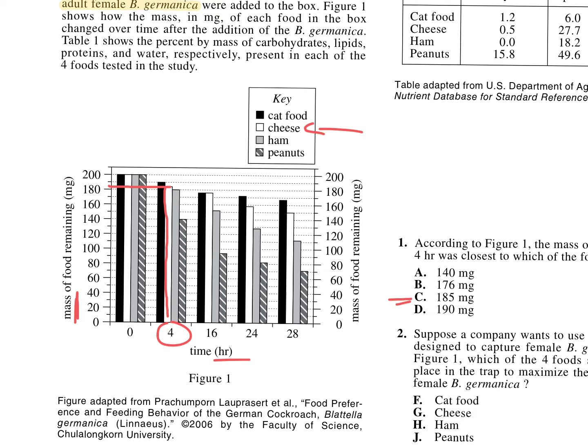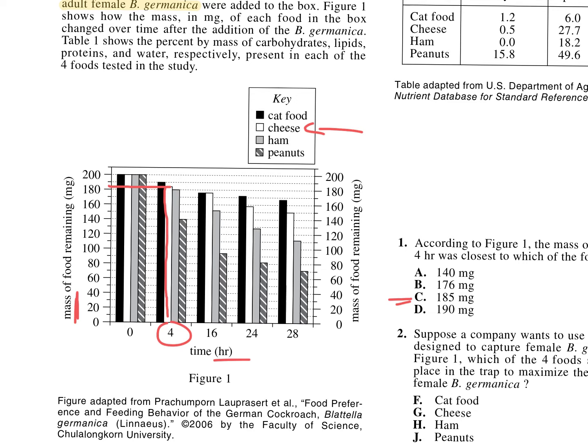Now, that's relatively easy if there are a couple things you know how to do. You know how to read a table, graph, or chart. Okay? For hours, there's our hours on the x-axis. Mass is our y-axis. Use our key to identify cheese as the open block, and then just go find it.